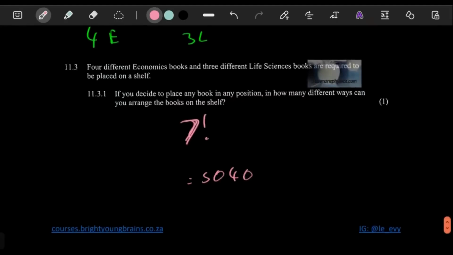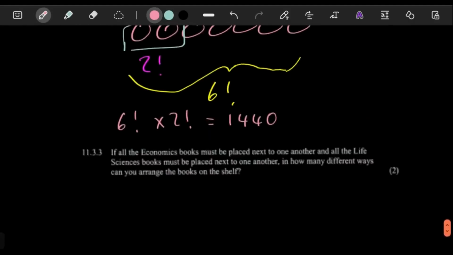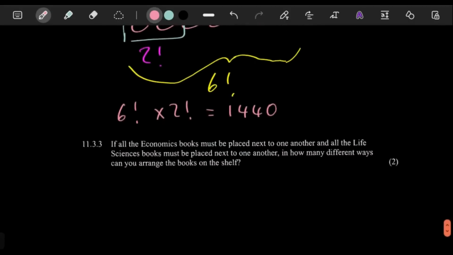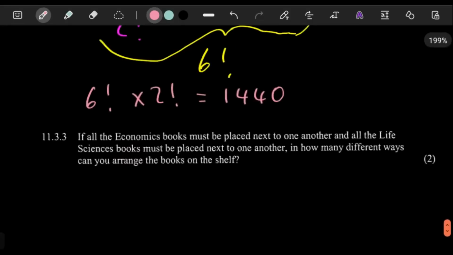But it's a 1 mark question, so 7 factorial is good enough. 11.3.3 says if all the economics books must be placed next to each other and all the life science books must be placed next to each other, in how many different ways can they be arranged on the shelf?